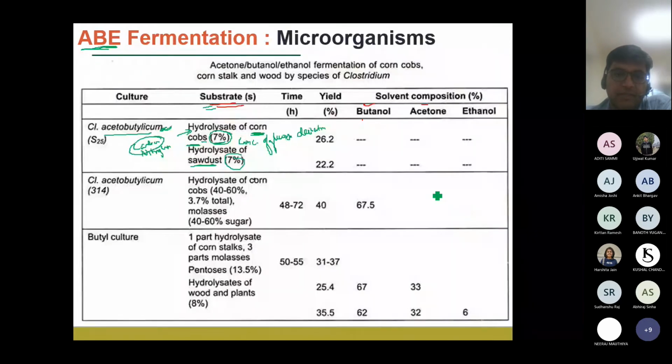So in this case, for example, whatever yield is being obtained, you can see 26.2, 22.2, and it is showing no production of the solvent. So all this corn cob and sawdust is used basically for the production of the acetic acid and the butyric acid.